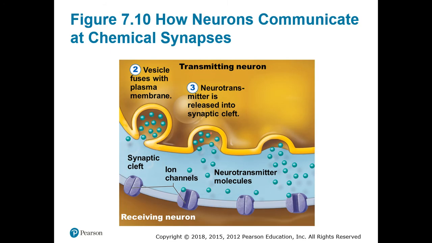So again, neurotransmitters are released. They start to flow across this gap. When they flow across this gap, there's little receptors on the other neuron that these neurotransmitters are going to bind to. So here you see a neurotransmitter bonded to a receptor.